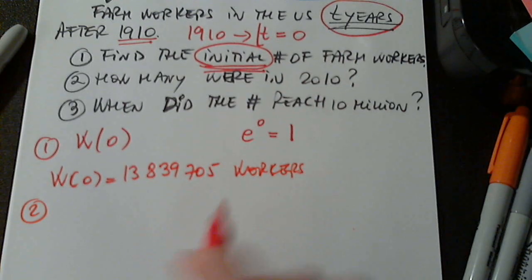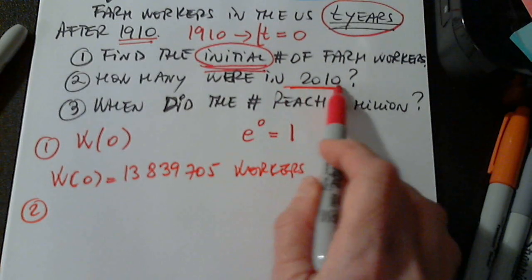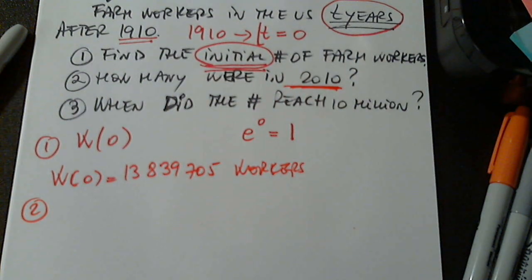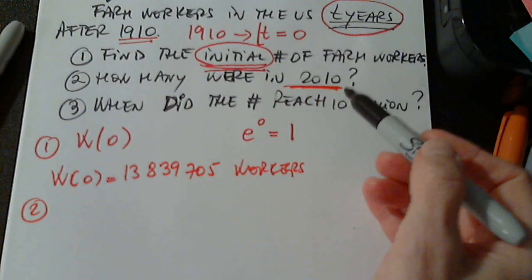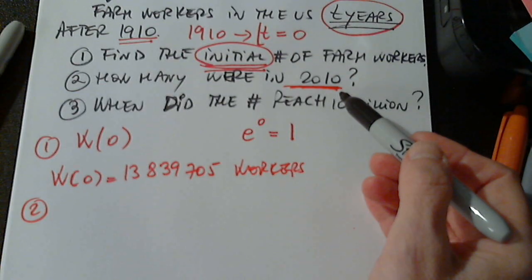Second question. How many were in 2010? How do I determine how many farm workers were in 2010? What do I have to do? In 2010 subtracted by 1910. Very good, and that is 100.